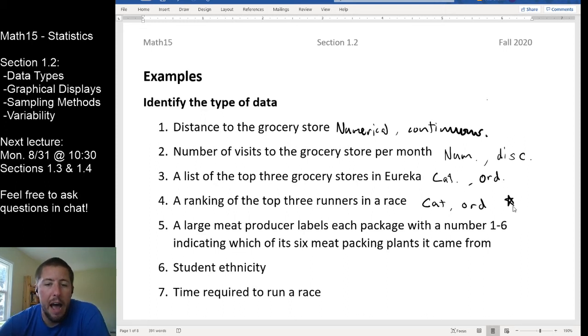The reason why number 5 made it onto my list here is because it is intended to be sort of deceiving. The word number is literally in here, describing this thing. I'm putting a number 1 through 6 on this package of meat, right? I'm just picturing a pound of ground beef. It's got to have a label on it as to what meat packing facility it came from, and that's just going to be a number 1 through 6. My question to you is, is this really numerical data?